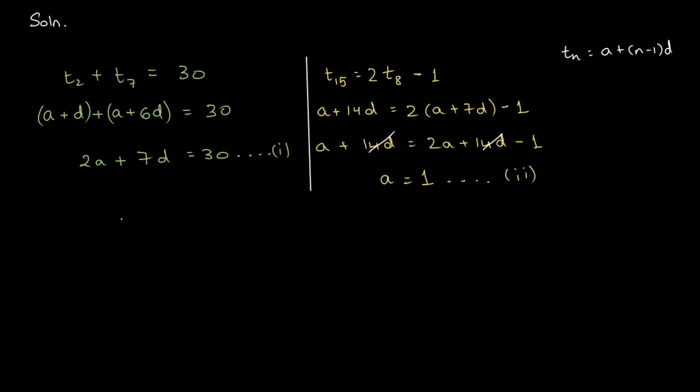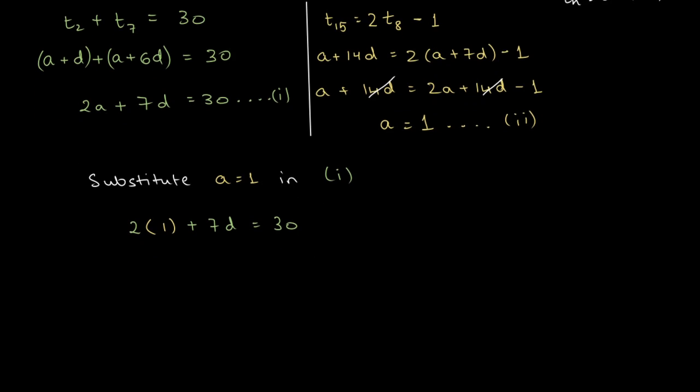So I know A is equal to 1. What I'll do is I'll substitute A is equal to 1 in the first equation, right? So 2A plus 7D is equal to 30. So that can be written as 2 into 1 plus 7D is equal to 30, right? Now let's solve this and get the value of D as well.